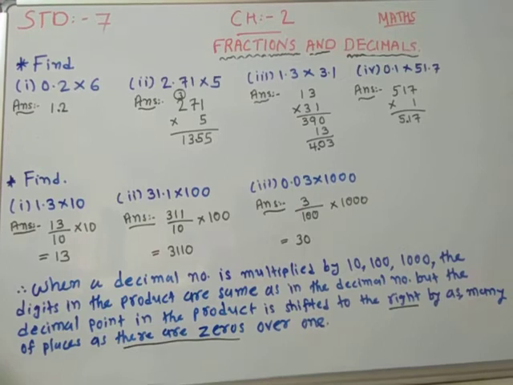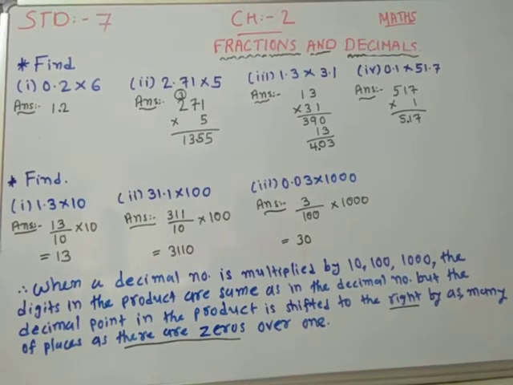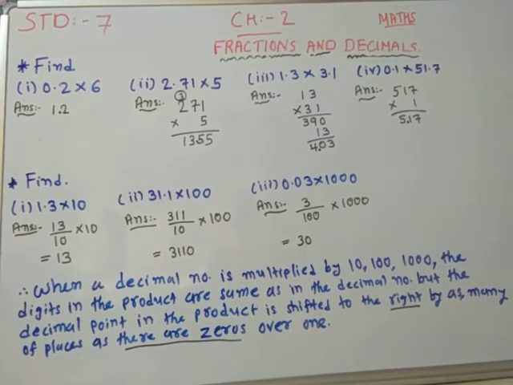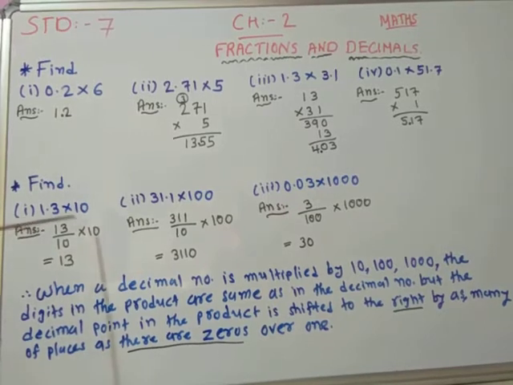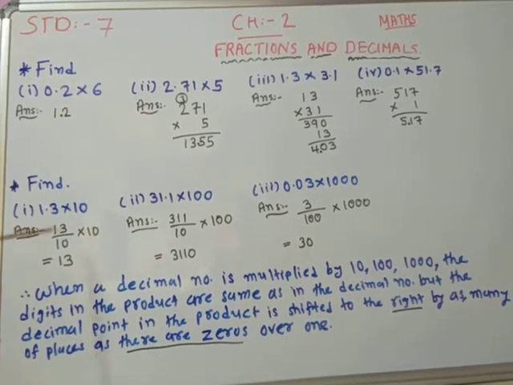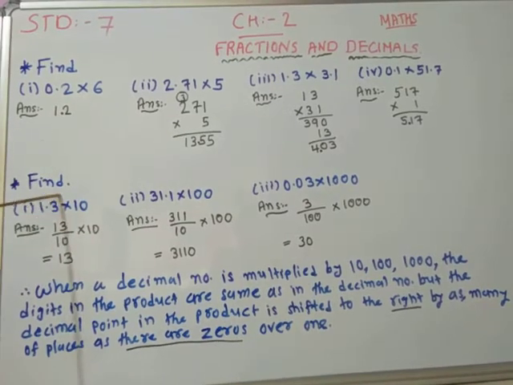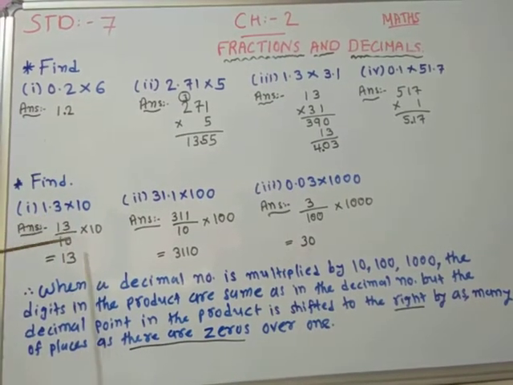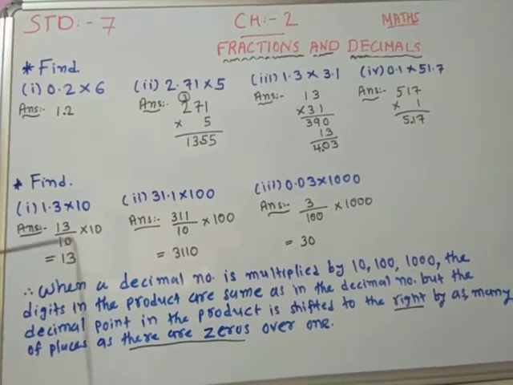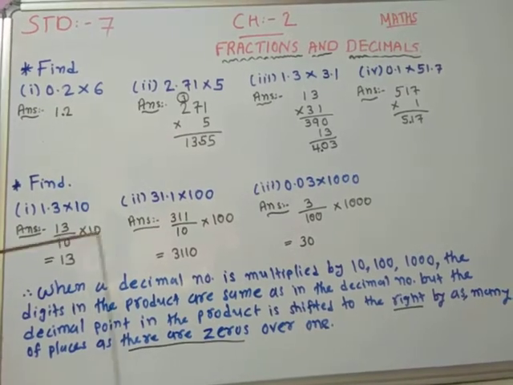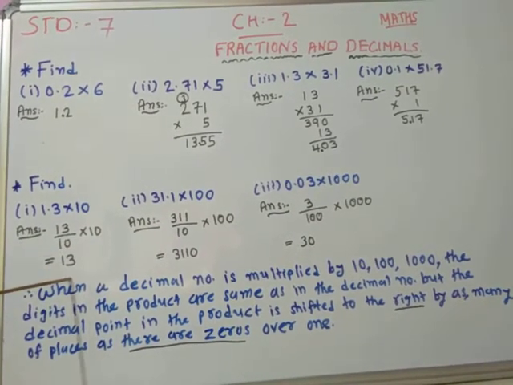In that we have to do the multiplication of decimals with 10, 100 and 1000. So first, 1.3 multiply 10. So we can write 1.3 as 13 divide 10. After the point how many digits? 1. So we can put the 0 below the 1. So it's 10, multiply 10. 10, 10 cut. Your answer is 13.